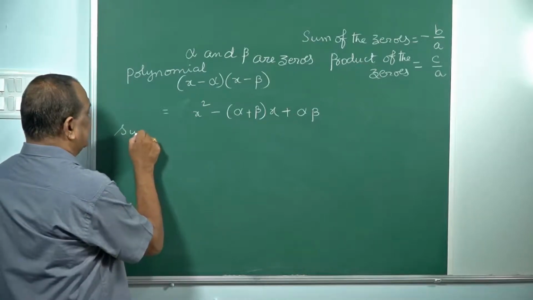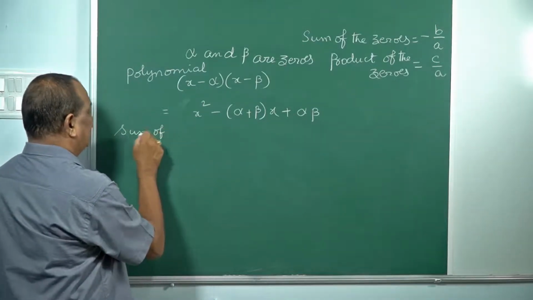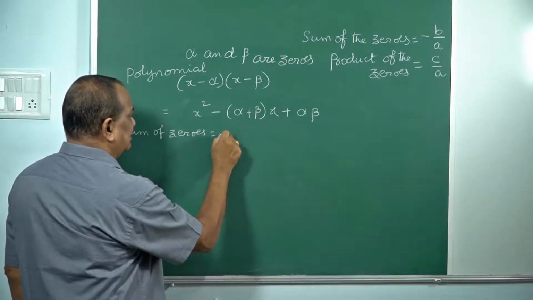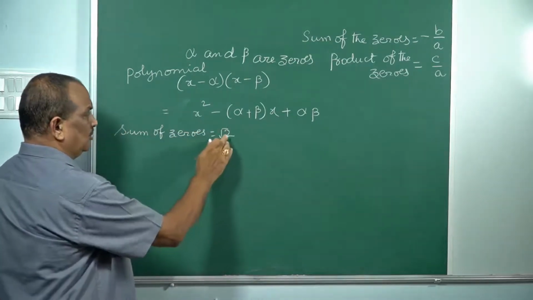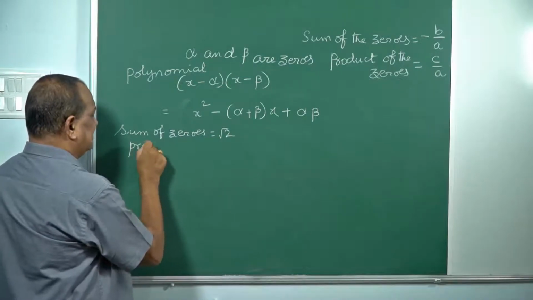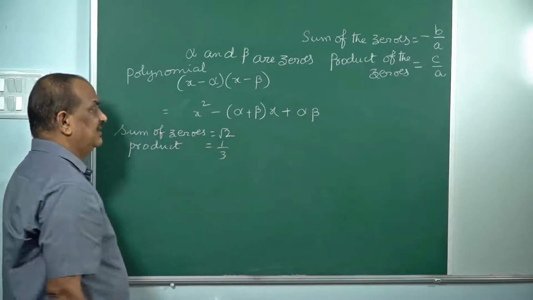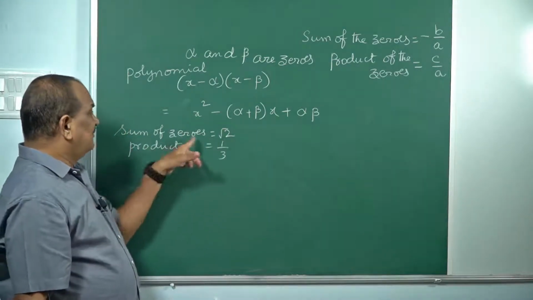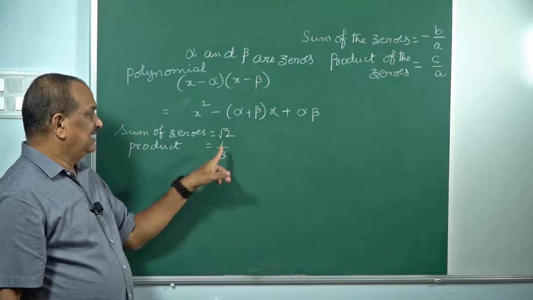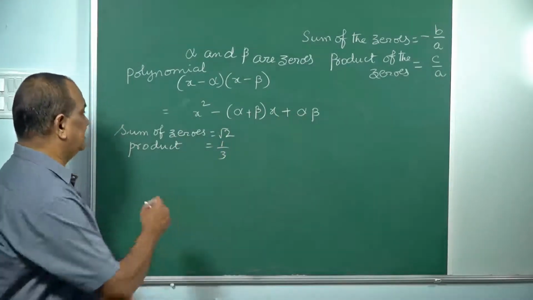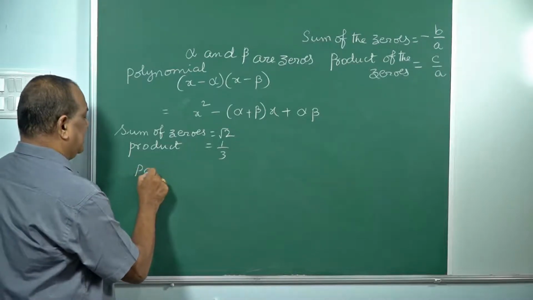He is telling the sum of zeros you are given is equal to root 2 and the product is 1 on 3. Now sum of zeros means alpha plus beta, product of zeros is alpha beta, and write in this one. That's it. You got your polynomial.